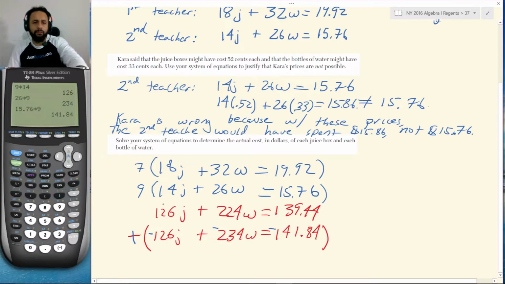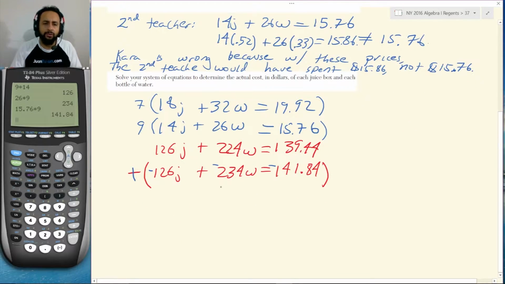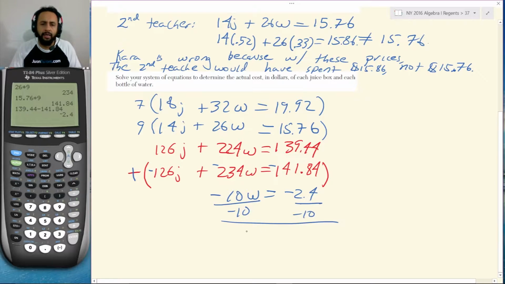Good. So now the 126j's cancel, and I get 224 minus 234 is -10W equals 139.44 minus 141.84, which equals -2.4. And then I'm going to divide by -10. And I get W equals, move the decimal place over, and negative divided by negative is positive, 0.24. So that's the price of a water.